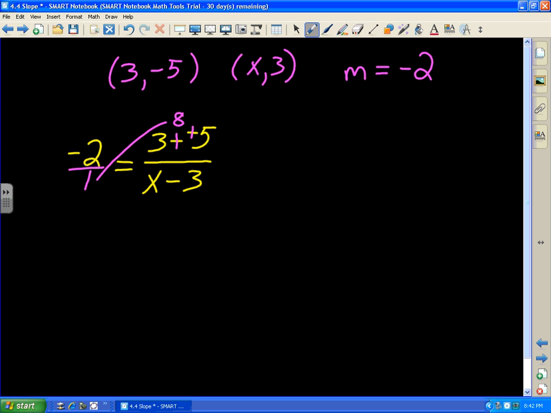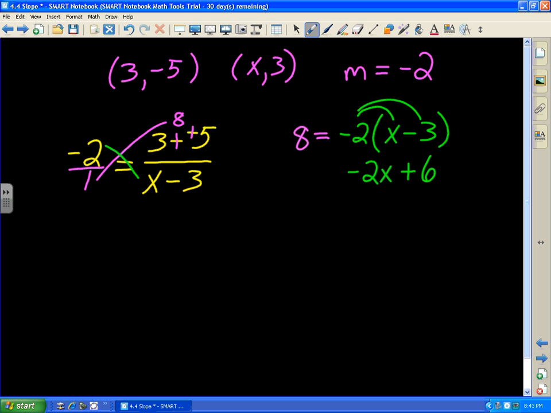So we have 1 times 8, which will give us 8. And then we also have -2 times everything on bottom. -2 times the difference of x and 3. Solve this out. First step should be to distribute. -2 times x gives us -2x. -2 times -3 will give us a positive 6. And we still have 8 on the left side.